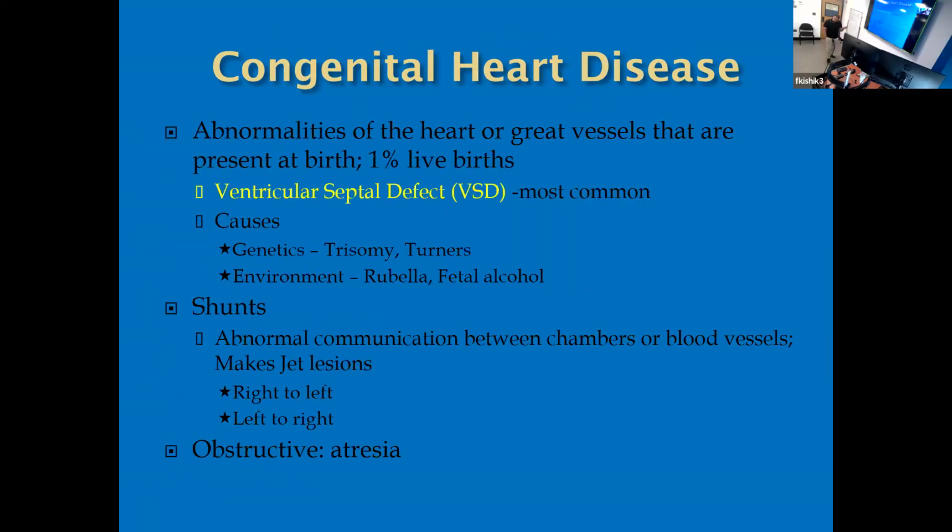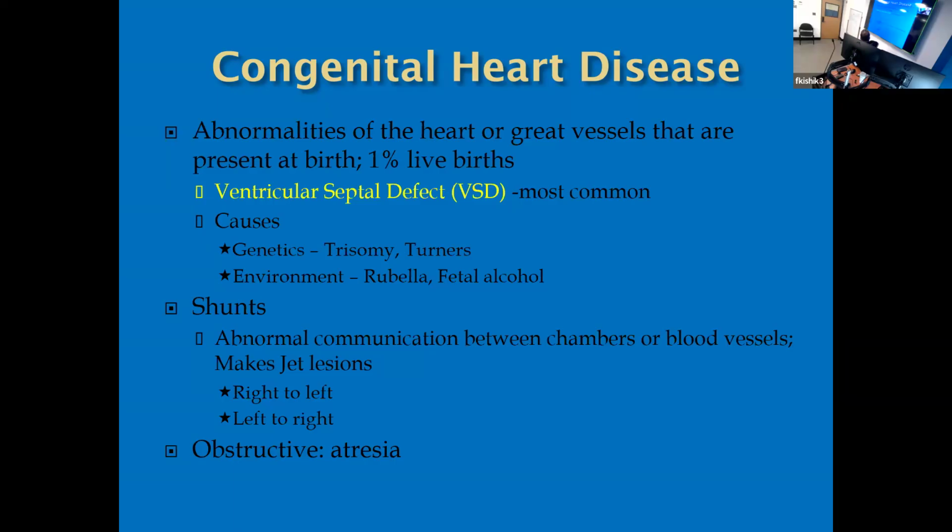Congenital heart diseases. Have you guys done that with Emma yet? He teaches it really well. Ventricular septal defect is the most common. These are abnormalities of the heart or great vessels that are present at birth, in about 1% of live births. Caused by genetics or environmental factors, like rubella. You give the rubella vaccine not for you to get rubella, but so you don't give it to pregnant women.